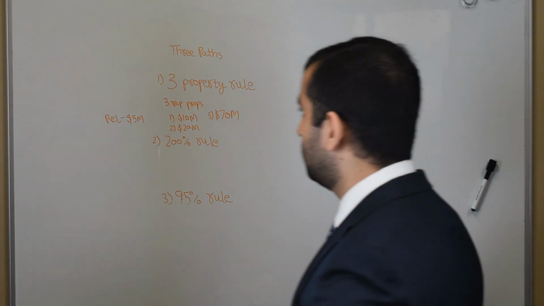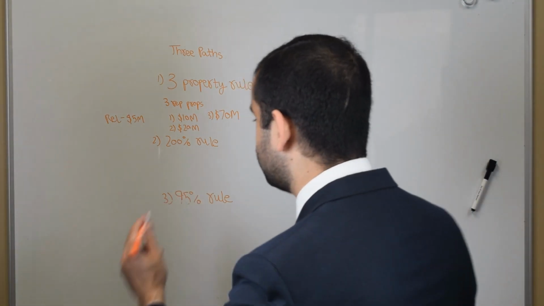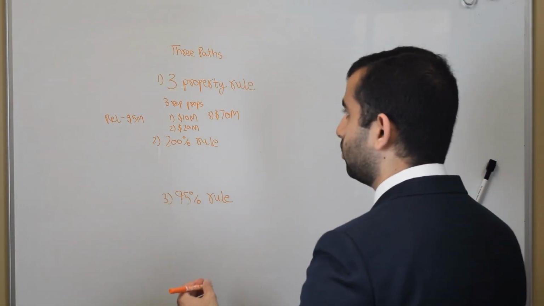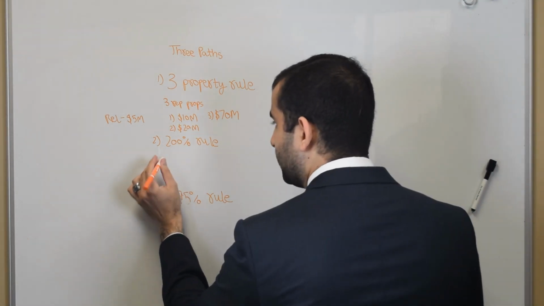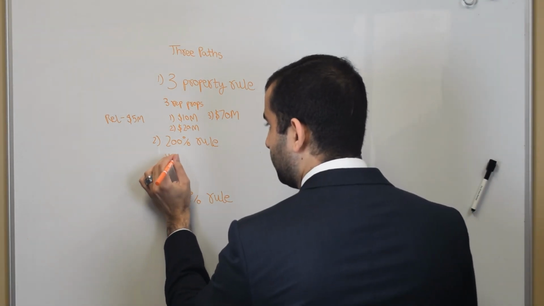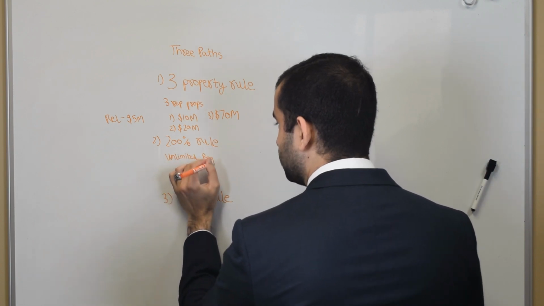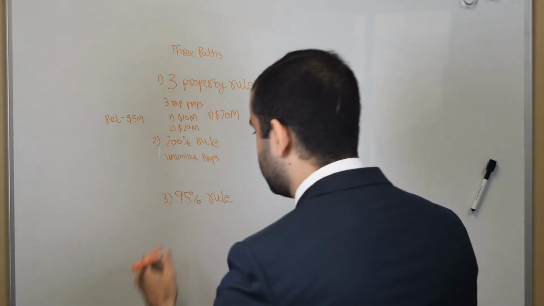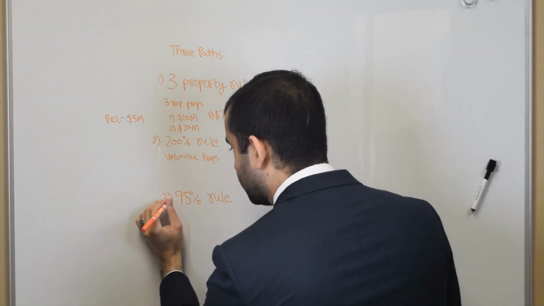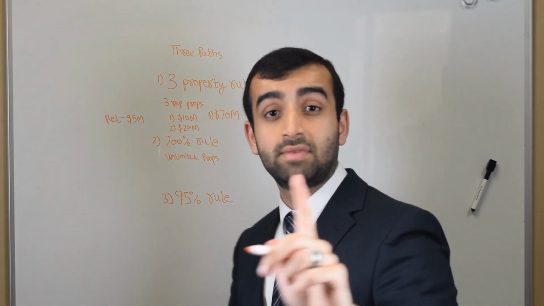The 3 property rule is what's used the most, but now let's look at the 200% rule. What happens here? You can identify an unlimited number of replacement properties. The number doesn't matter. It could be 2, it could be 20, 30, 40, whichever you so desire. But here's the caveat.